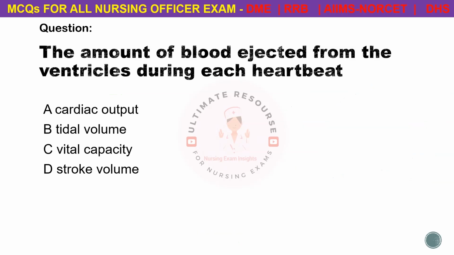The amount of blood ejected from the ventricles during each heartbeat. Options are A. Cardiac output, B. Tidal volume, C. Vital capacity, D. Stroke volume. The answer is D. Stroke volume.